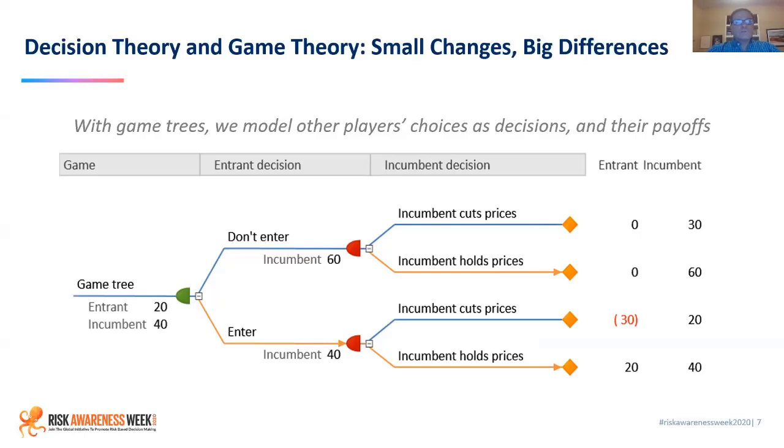You'll notice too, there's sort of a chess logic here, right? The entrant is looking ahead and saying, what would be the incumbent's best move given my move? And making a decision to enter the market because the incumbent's best move is to hold prices rather than cut prices. So not only does the game tree give us a different prescription, it's a different logic, and it's a much more intuitive and reasonable logic.